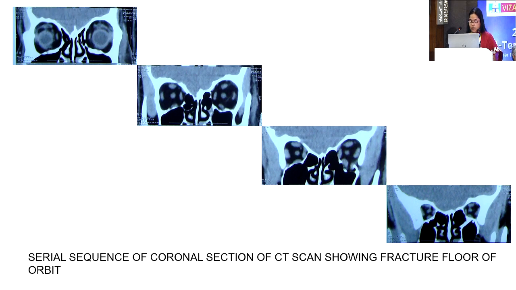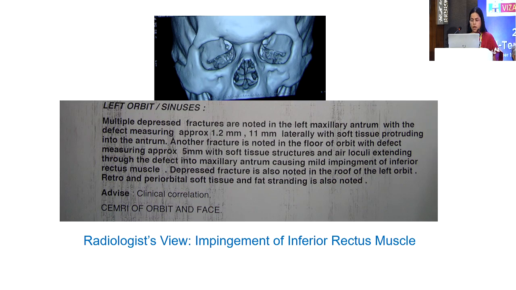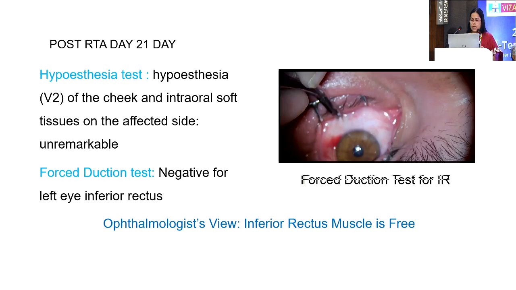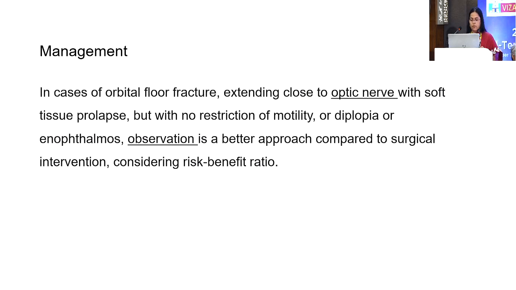In this serial sequence of sections of the CT scan, you can see there was obviously a floor fracture which was comminuted, and the radiologist also said there was mild impingement of the inferior rectus muscle. But on examination, we had ocular movement full and free. Just to confirm, we did the forced duction test, which was free. Since the vision was 6/6 and apart from mild enophthalmos there was no complaint, we took the decision to go ahead without any surgery. So observation was our approach. The patient is still under follow-up and doing well.